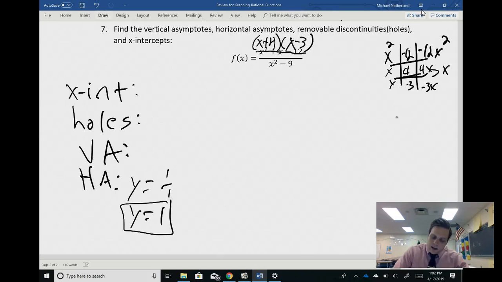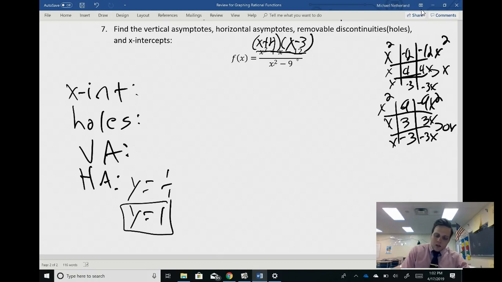Then my denominator, x squared minus 9. So x squared, put your 0x in here, negative 9. 2 numbers that multiply to negative 9 but add to 0 would be 3 and negative 3. So this factored to being x plus 3 times x minus 3. Good, so we're done with the factoring. That's all step 1. Step 2 is to cancel.